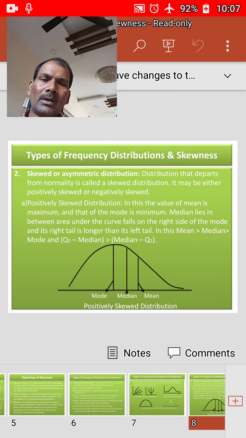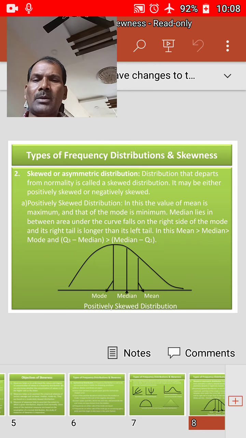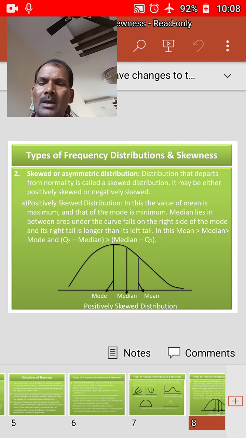If you see the graph in the PPT, the properties of this positively skewed distribution can be understood. Mode is on the left side and the mean is on the right side. The area covered under this graph from the mode to the left side is less than the area from the mode to the right side. This is a positively skewed distribution, right?